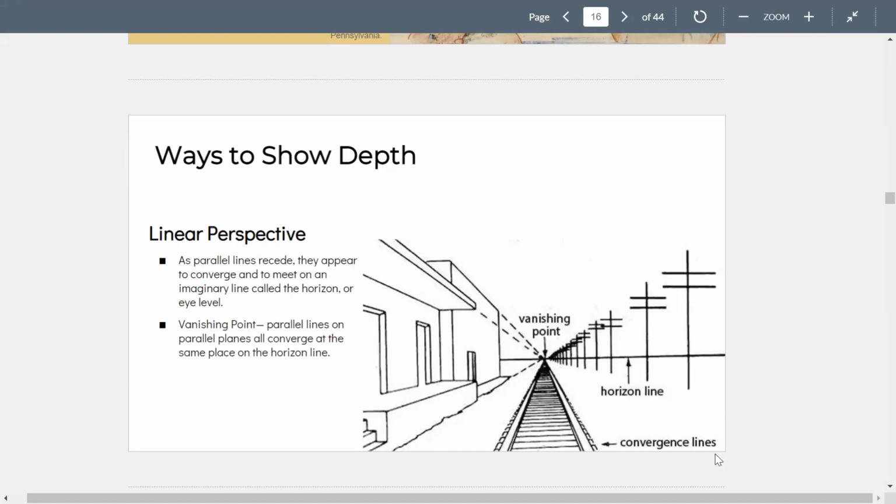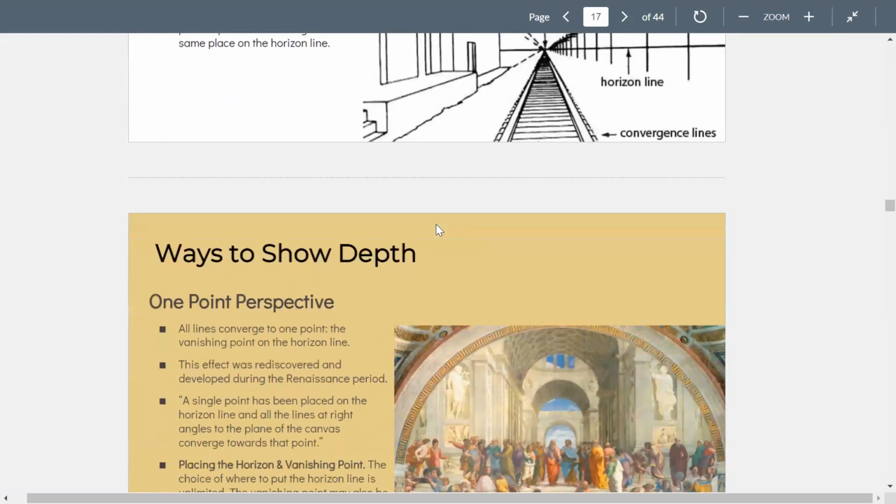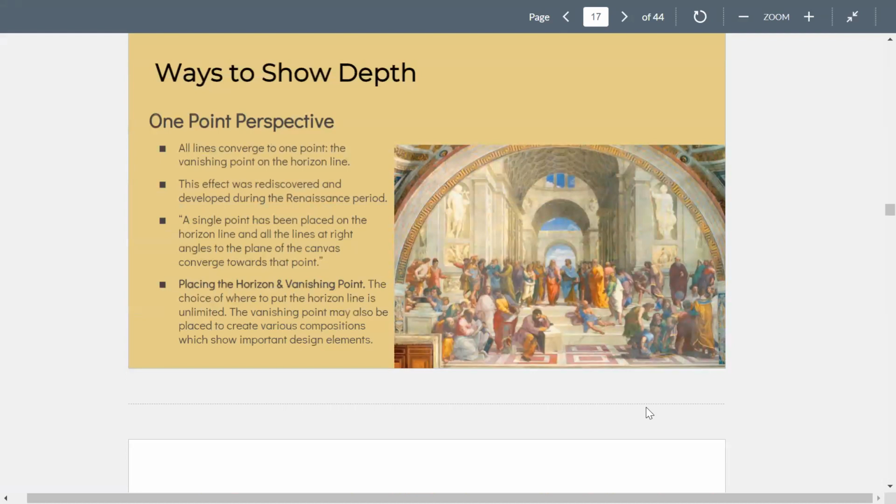This started in Europe. This is an artwork done using the one-point perspective. Can you see the horizon line is here, this line, and all these lines are connecting, merging to this center point.